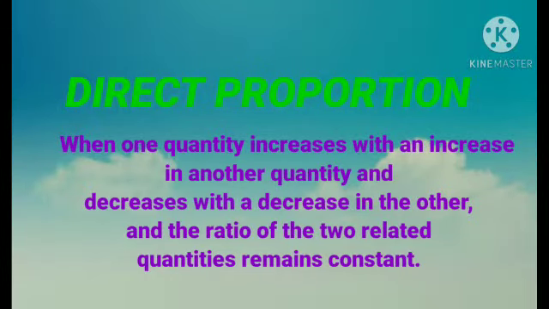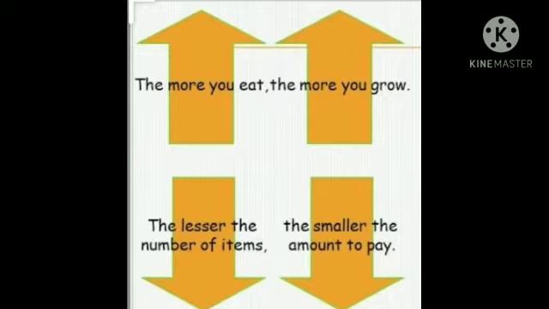Direct proportion means when one quantity increases with an increase in another quantity and decreases with a decrease in the other, and the ratio of the two related quantities remains constant, it is known as direct proportion. Means here both the quantities increase or both the quantities decrease. Clear? But here your ratio will remain constant. Constant means same.